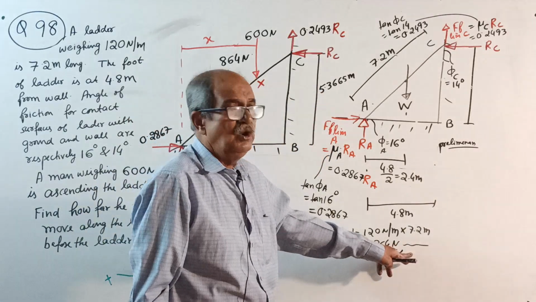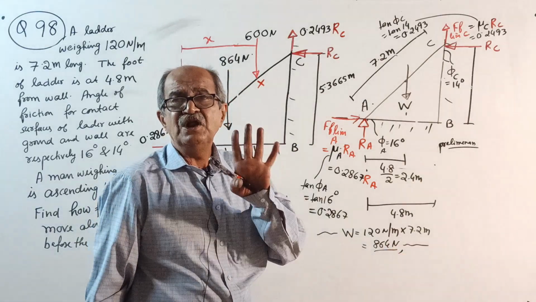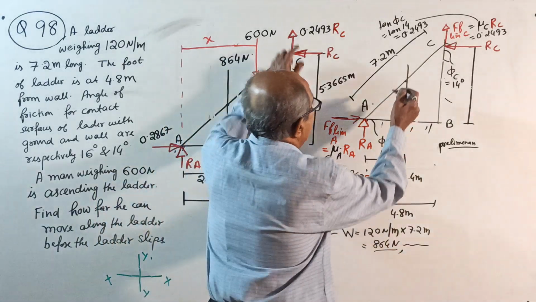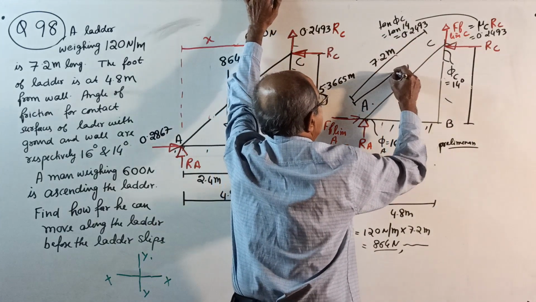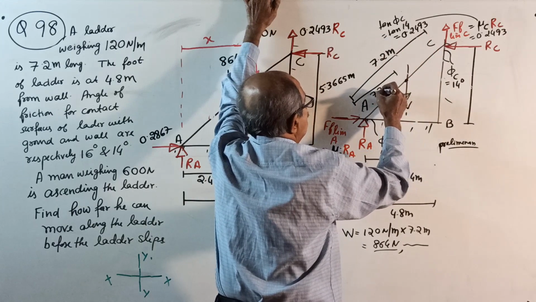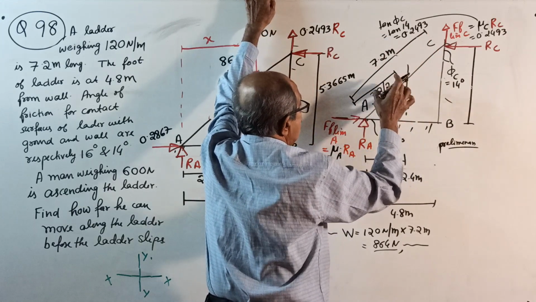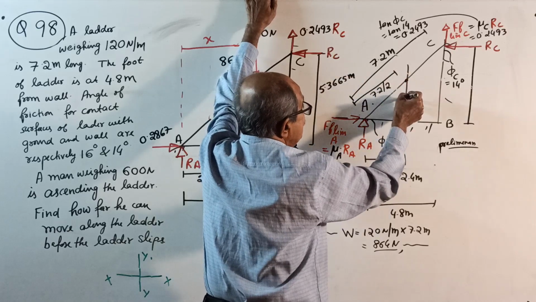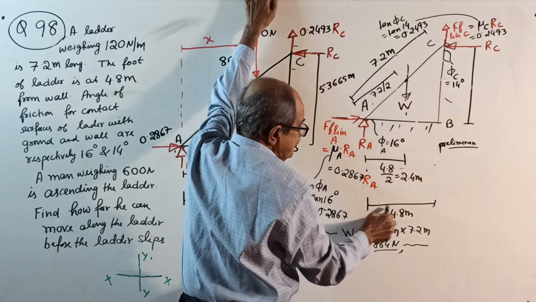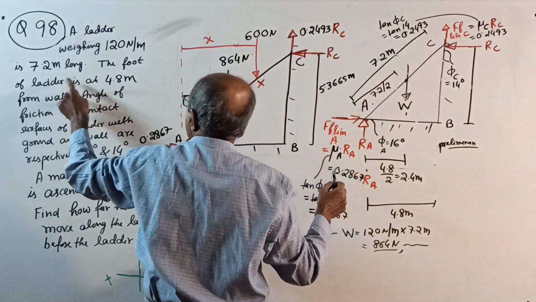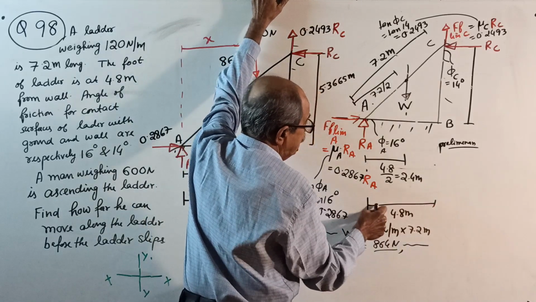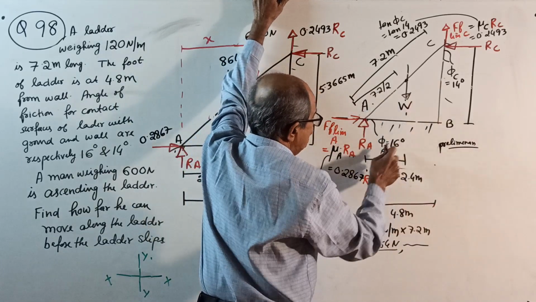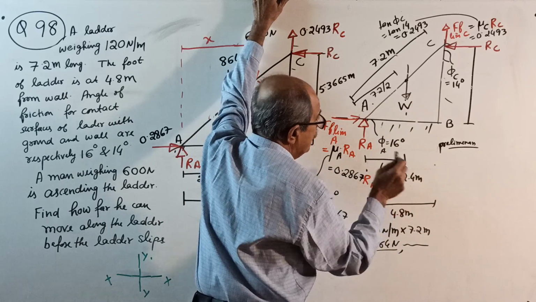Now write. It is understood that the ladder is a uniform ladder. Therefore, this load will pass through the center of the ladder, that is exactly here. If it is 7.2, from here to here is 7.2 by 2. Therefore, if I project here, this length is 4.8. Later you will know this is 4.8. So, if you project here, this will be 4.8 by 2, 2.4 meter.